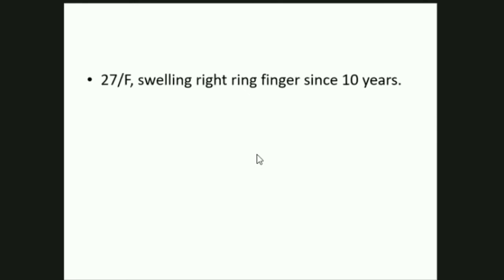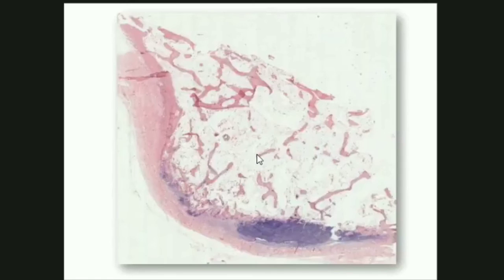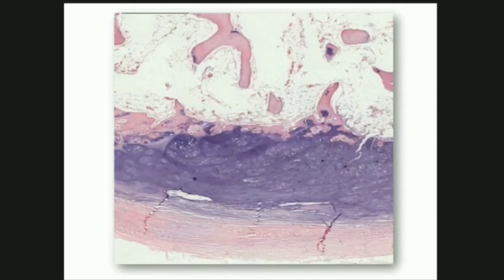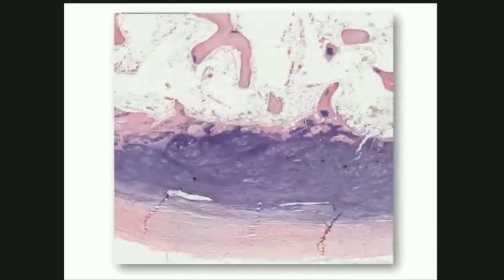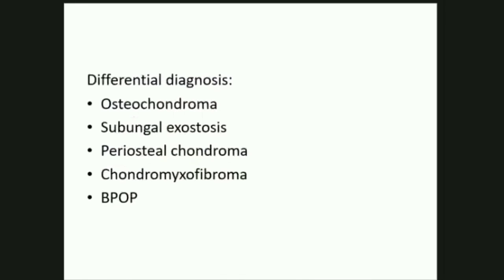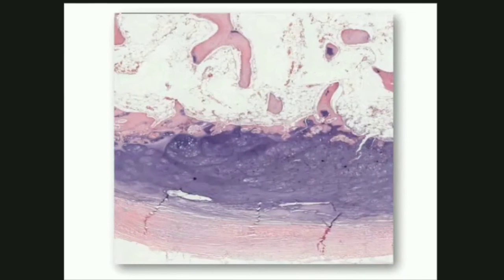Here, the history given is a 27-year-old female patient with swelling over the right ring finger since 10 years. The slide shows tissue lined by periosteum. Underneath, we have cartilage, which is hyaline cartilage, beneath which we have endochondral ossification with mature bone. And we see in the cartilage chondrocytes which are benign looking, with a single nucleus.